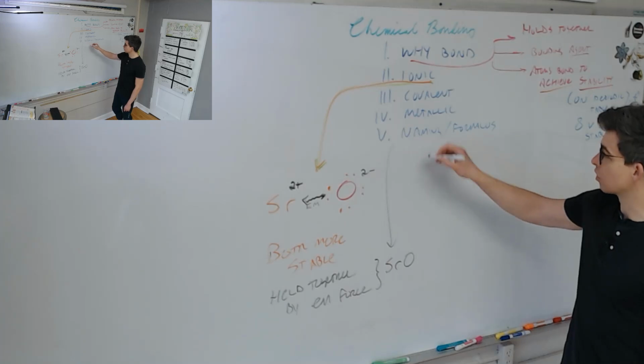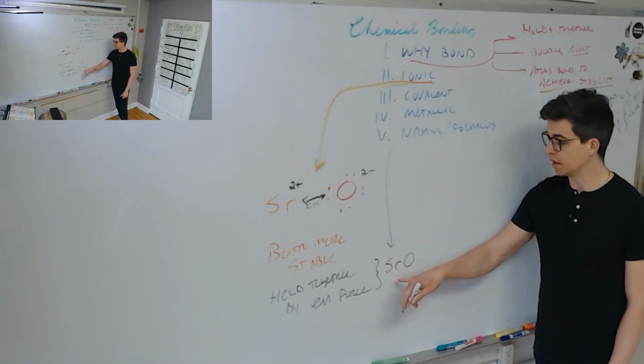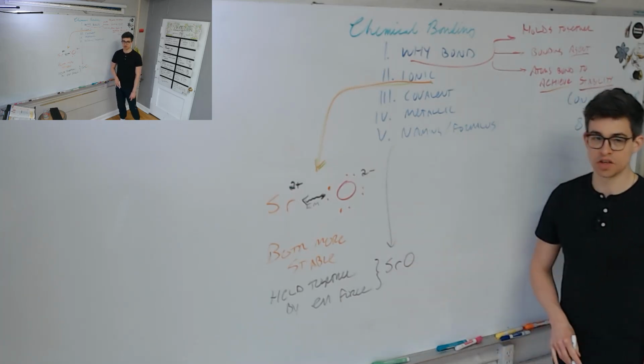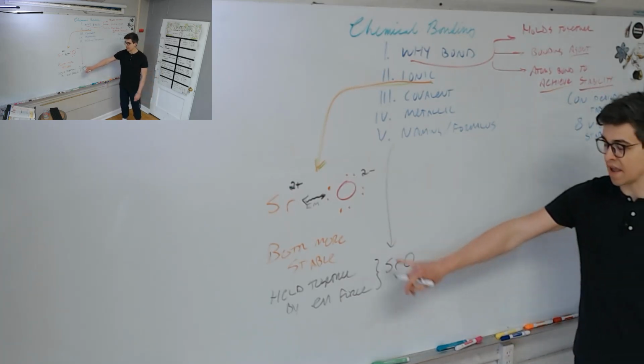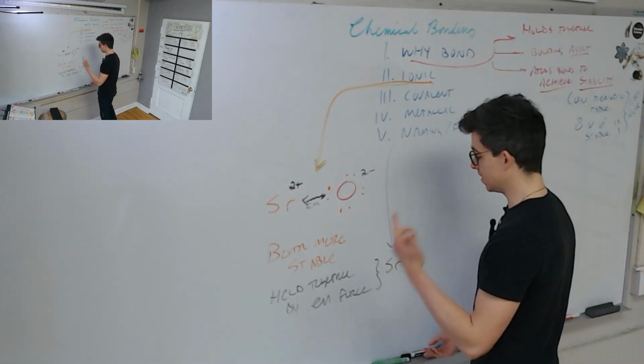When we name or write formulas for these bonded substances, these compounds, for ionic, we name them by their metal, and then the non-metal changed to -ide. So instead of strontium and oxygen, we now have strontium oxide. That's one way these can achieve stability.